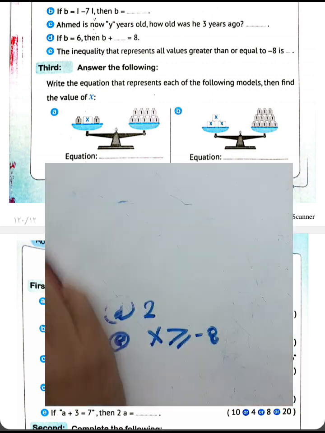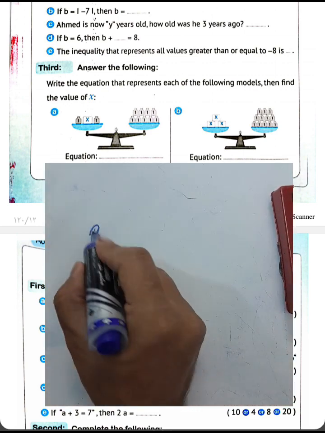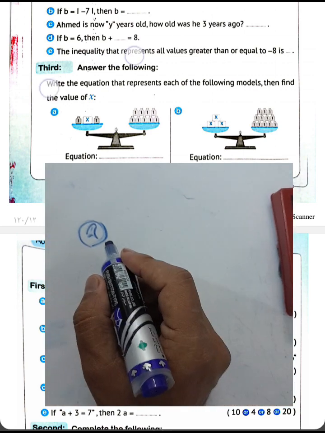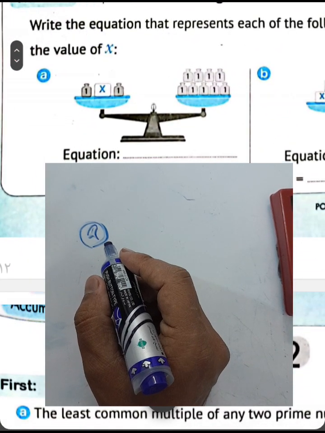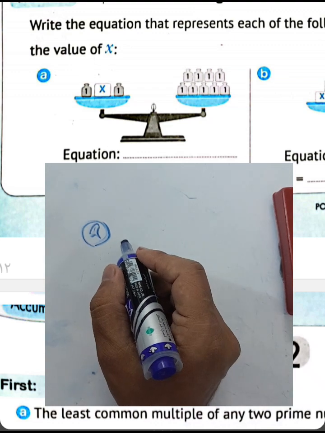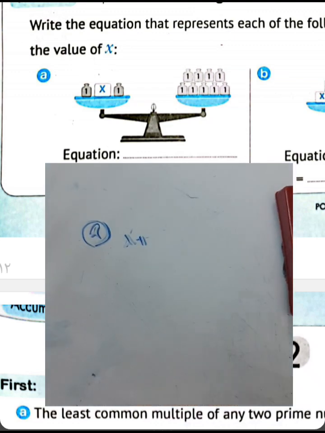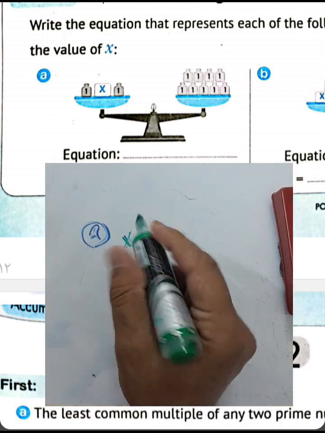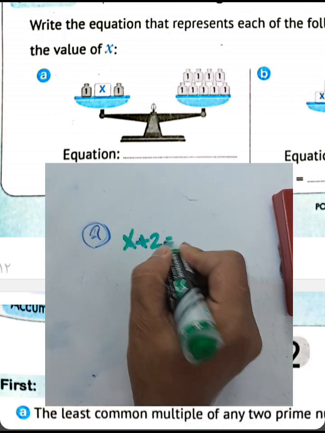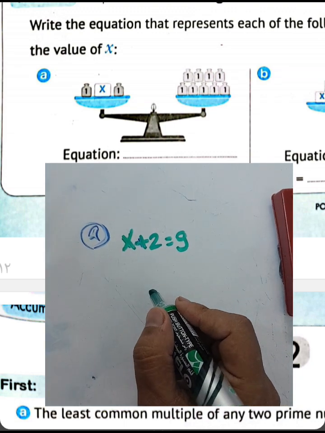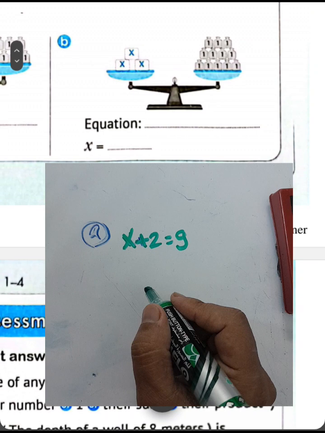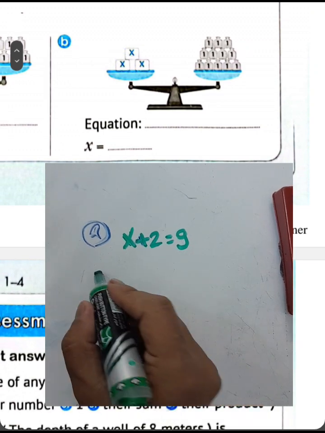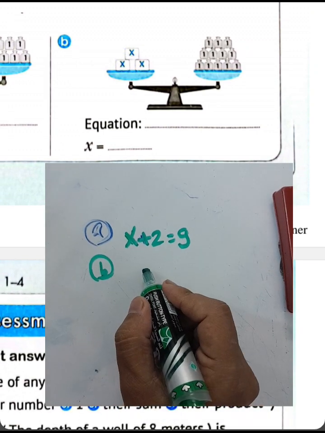We can find the first equation here. Letter A, we have here the balance, x plus 2 equals 9. We have 9 on the right hand side. Okay, x plus 2, it will be equal to 9. Then the equation here, x plus x plus x, it will be 3x.